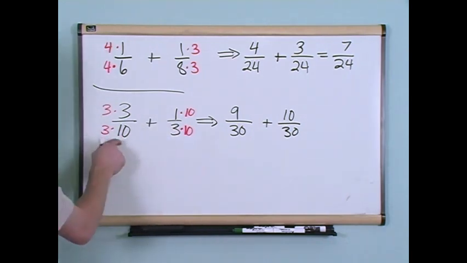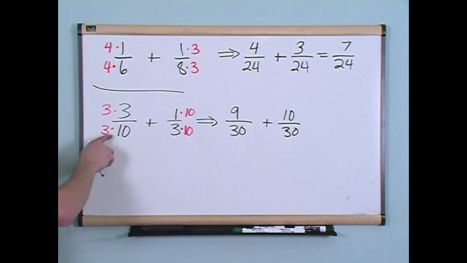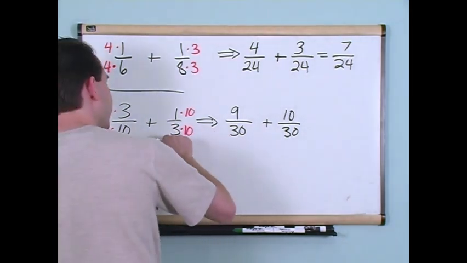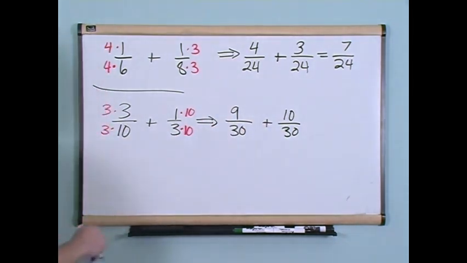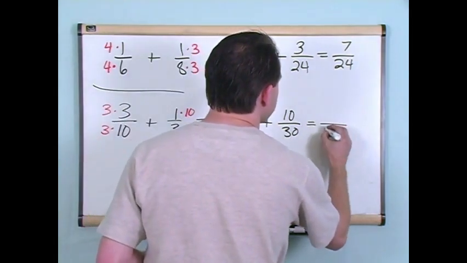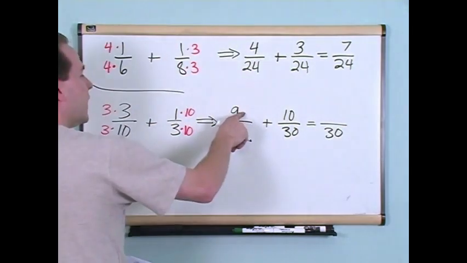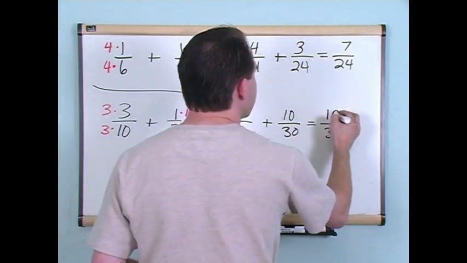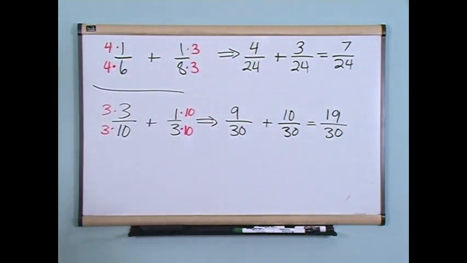And that tells me that I'm always going to have a common denominator here, because 3 times 10 gives me 30, and 10 times 3 gives me 30 here. So in the final answer, you just leave 30 in the bottom. 9 plus 10 gives me 19, which you can't simplify anymore.